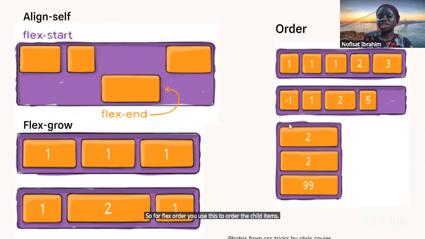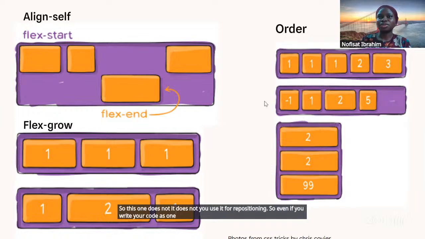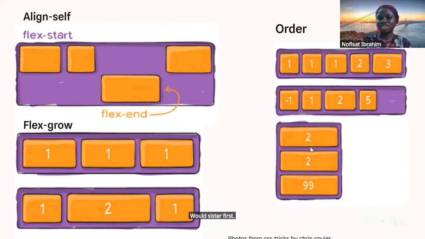You use it for repositioning. So even if you write your code as mom, dad, brother, sister, with order, you can decide to put sister first and just reposition it.